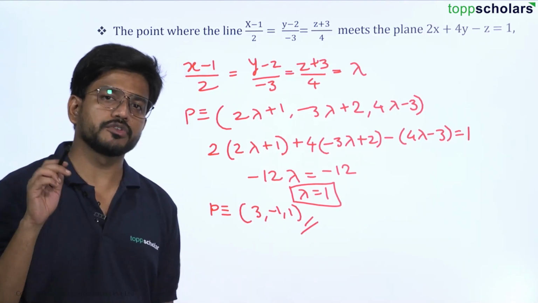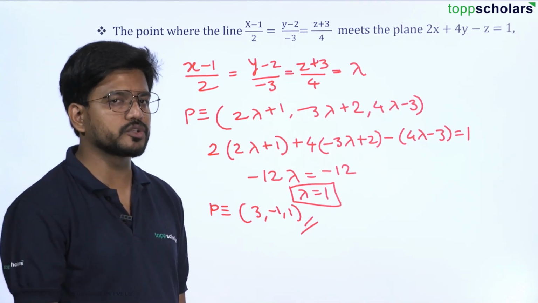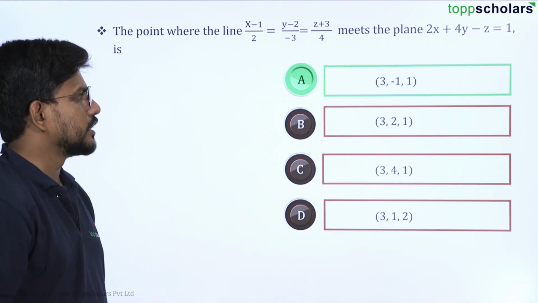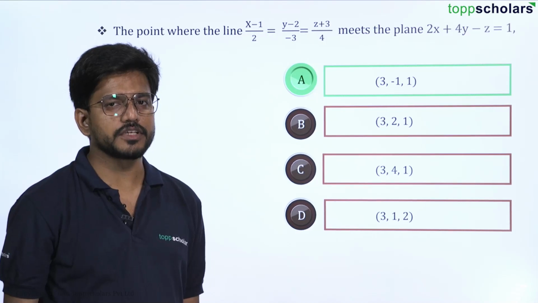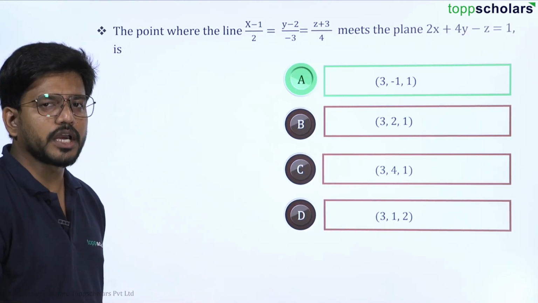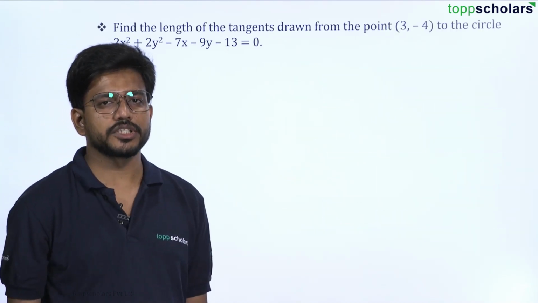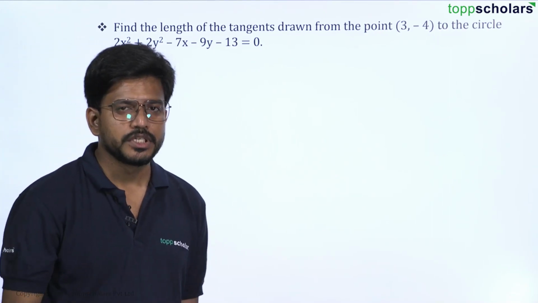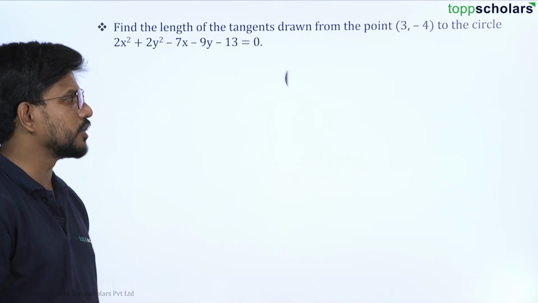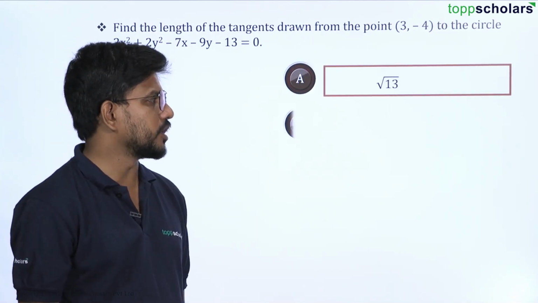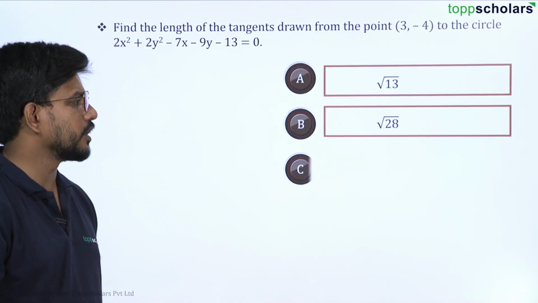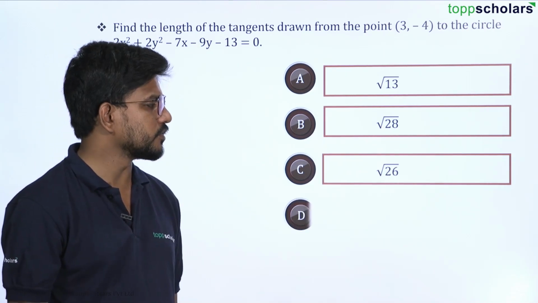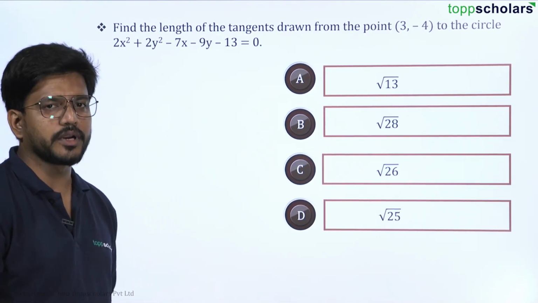This is a very important question as far as your board exam is concerned. Let us see. Yes, option A is definitely fine, which is (3, -1, 1). Moving ahead to the next question. So the next question is, find the length of the tangents drawn from the point to the circle. The circle is given and the point is given. The options are root 13, root 28, root 26 and root 25.